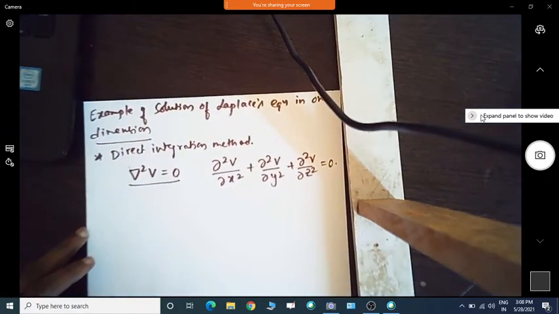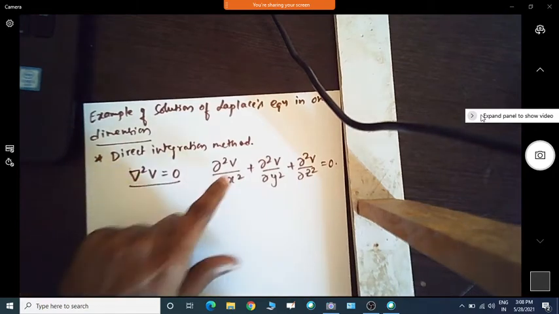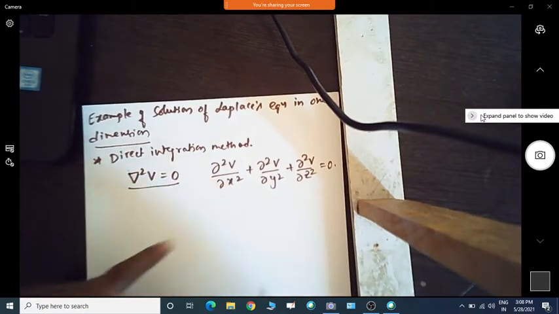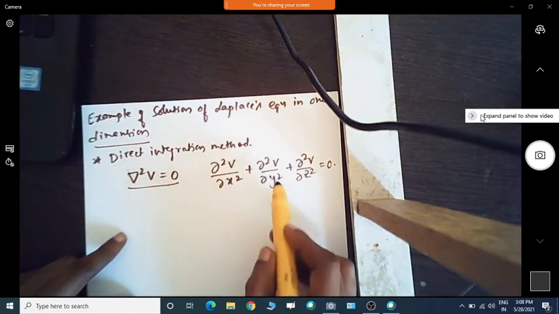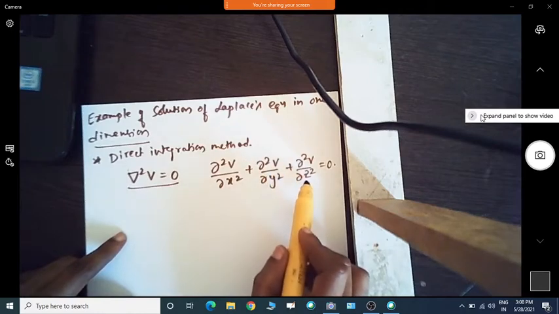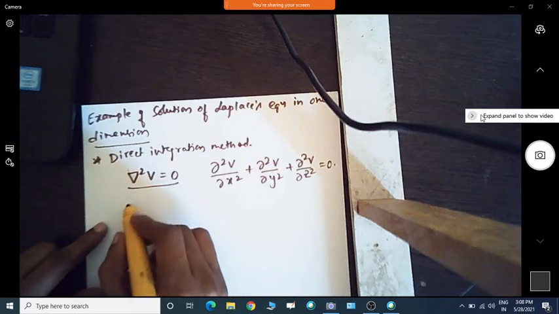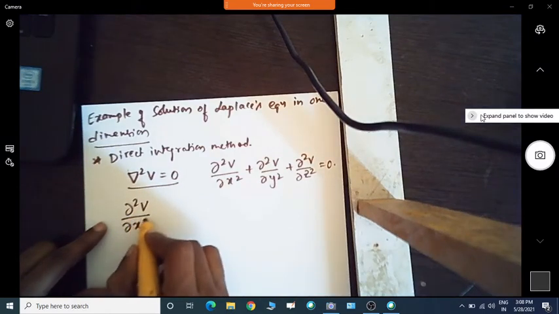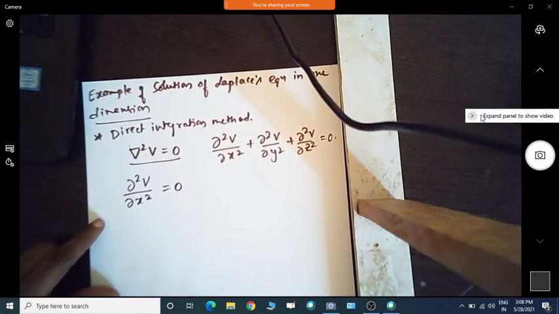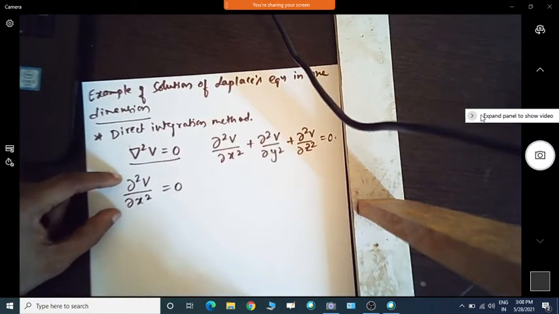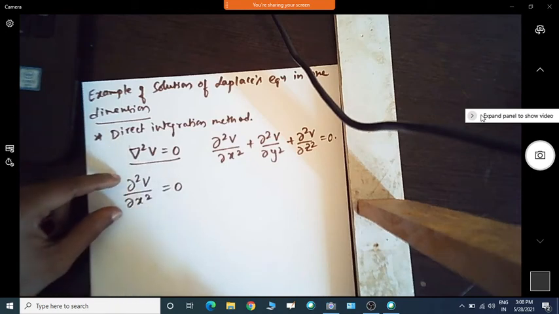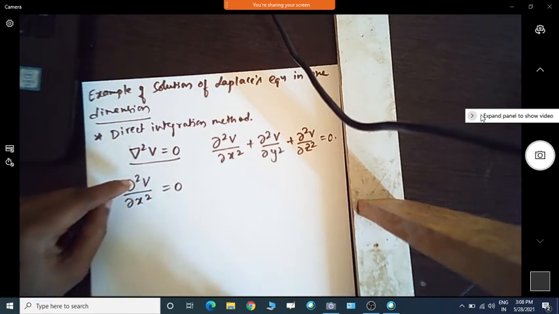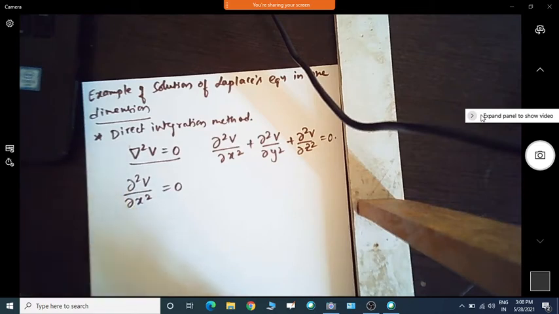Now let us take the problem where the potential is only dependent on x. That is one dimension, or one variable. So V depends only on x, and the dependence on y and z will be 0, so we get the equation del square V by del x square equal to 0. Whatever the physical problem and the boundary conditions, we will look into later, but we will just derive the solution for the double derivative with the potential being a function of only the x variable.